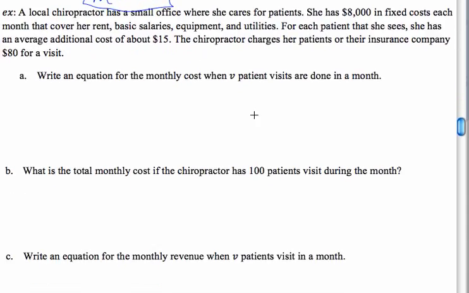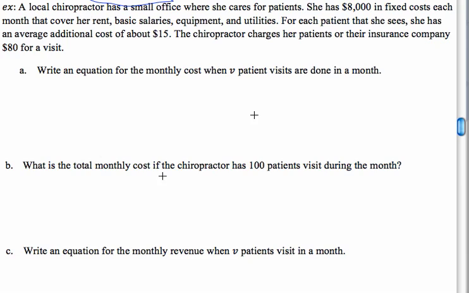Okay, so total cost is fixed cost, which is 8,000.